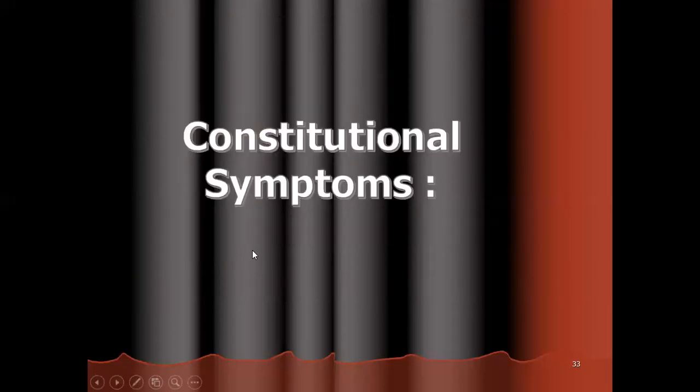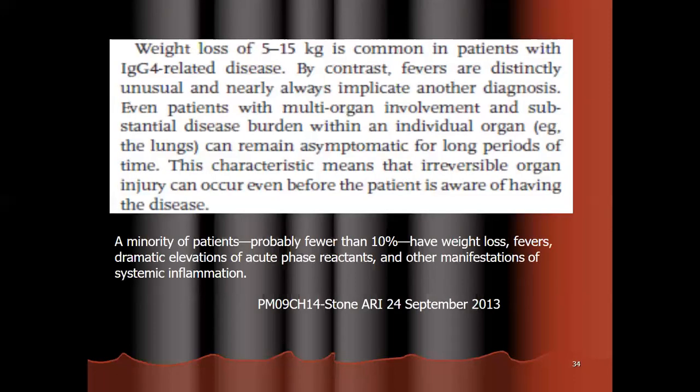So the insidious onset is one of the salient features. Constitutional symptoms, as we mentioned, weight loss of 5 to 15 kilograms is common in patients with IgG4-related disease. By contrast, fever is distinctly unusual and nearly always implicates another disease. But put 10 lines under nearly, not 100%. Usually, fever is not a salient feature.